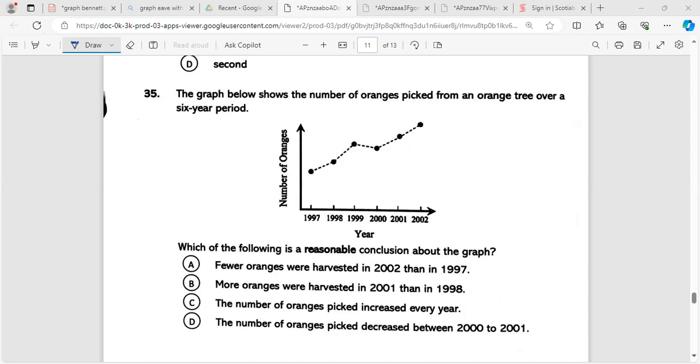So which of the following is a reasonable conclusion about the graph? We did graphs already, so we know how to analyze a graph, right? Let us look at what it says. It said fewer oranges were harvested.